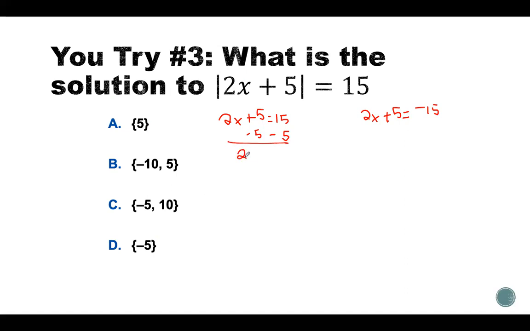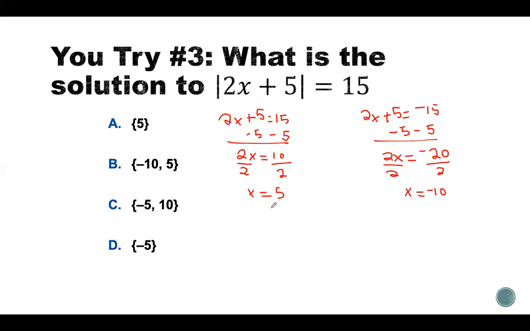And we get 2x equals 10. We're going to divide by 2. And we get x equals 5. On the second case, we're still going to subtract 5. In doing that, we're going to get 2x. And this time, we're going to get negative 20. Because we are going more negative, we're going to divide by 2. And we get x equals negative 10.